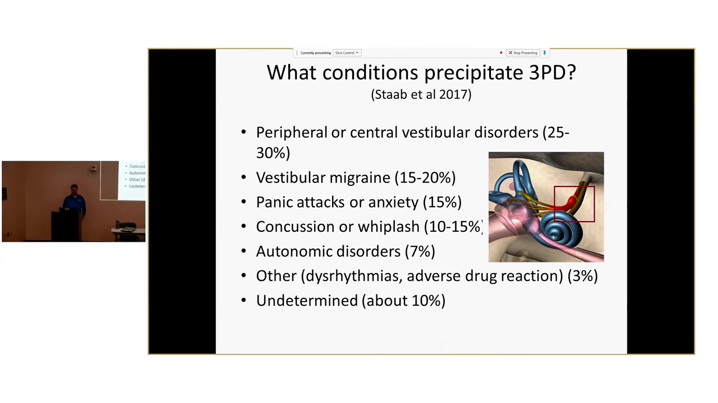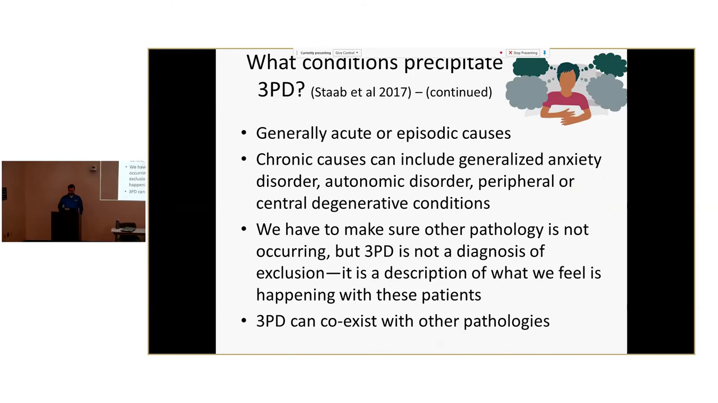What conditions seem to precipitate 3PD? Mainly they're the peripheral or central vestibular disorders. Central would also include vestibular migraine, panic attacks or anxiety, concussion is a big one there, and dysautonomia. Those types of things are less common or undetermined. But generally those things are acute.